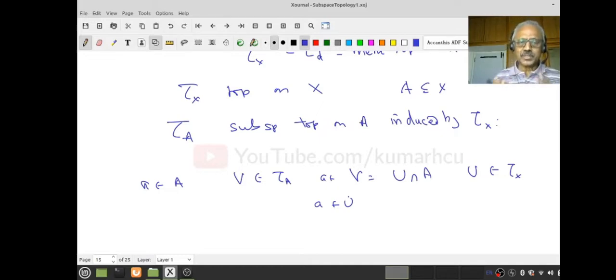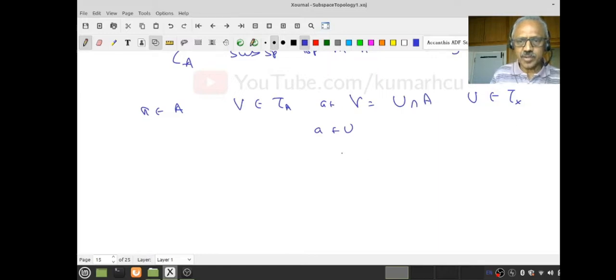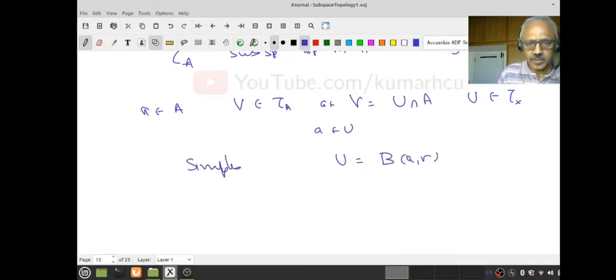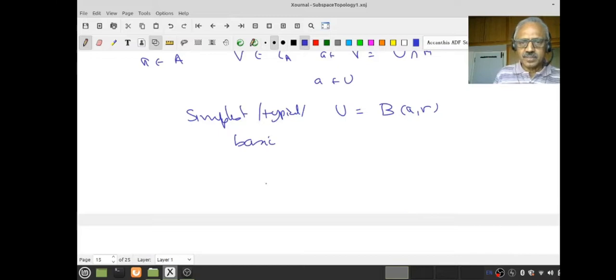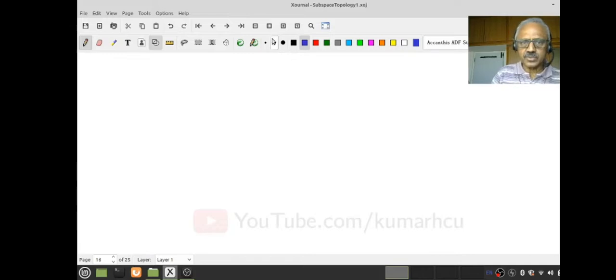Therefore what are the simplest open sets which contain a in the metric space? They are of the form B(a, r). Therefore I can take U equal to B(a, r). The simplest or typical or basic open sets are of this form, right? Therefore my V is B(a, r) intersection with A.